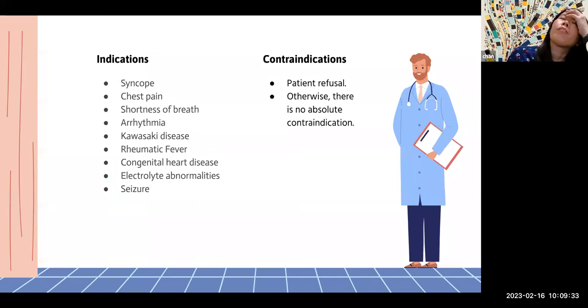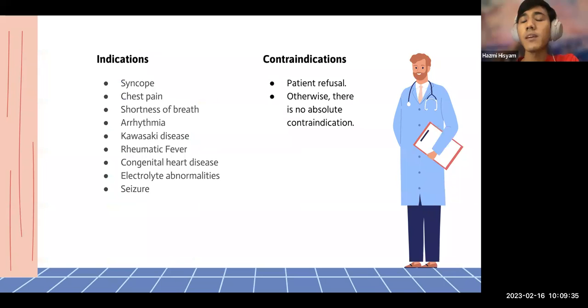So these are the indications for ECG. We do ECG in patients with syncope, chest pain, SOB, arrhythmia, in patients with symptoms of Kawasaki disease, rheumatic fever, or patients with congenital heart disease, any patient with electrolyte abnormalities, or patients with seizure. For contraindication, there is almost no contraindication except if the patient themselves refuse the procedure. Next.